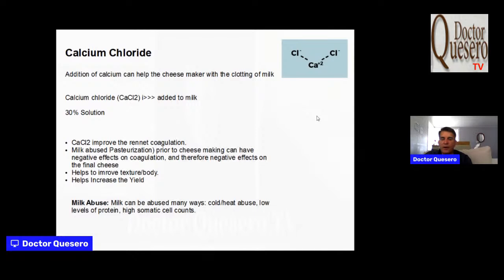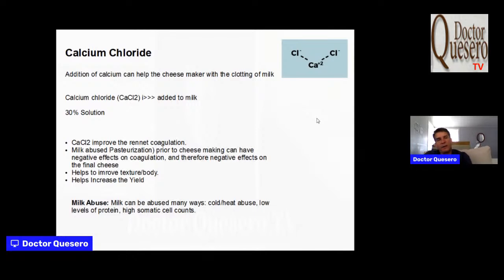So another advantage of using calcium chloride is that it helps to improve texture and body in the cheese. By using calcium chloride, we get a stronger curd. Okay, and by getting a stronger curd, we won't have too much fines when we cut the curd, and therefore it will increase your yield.